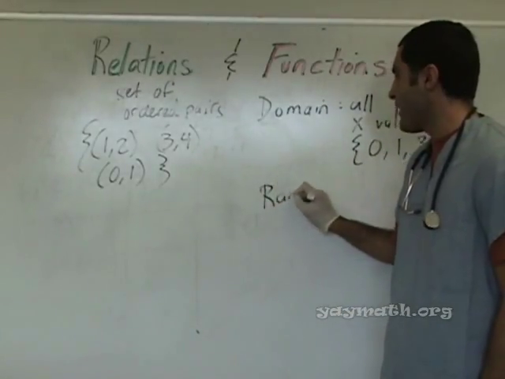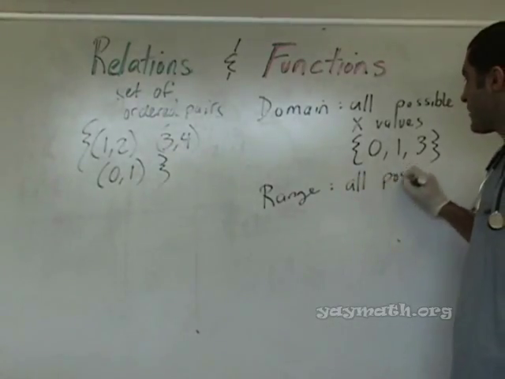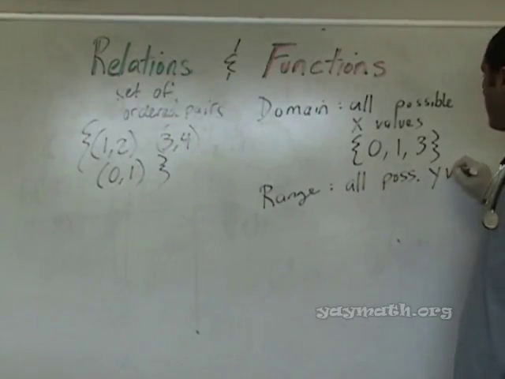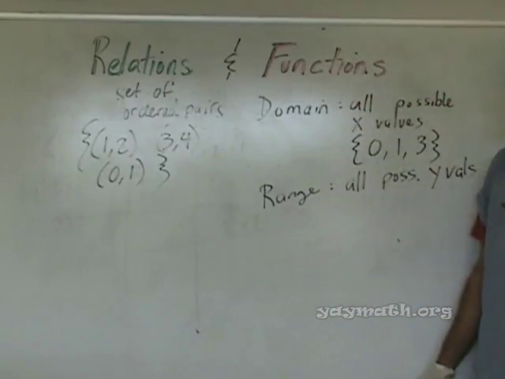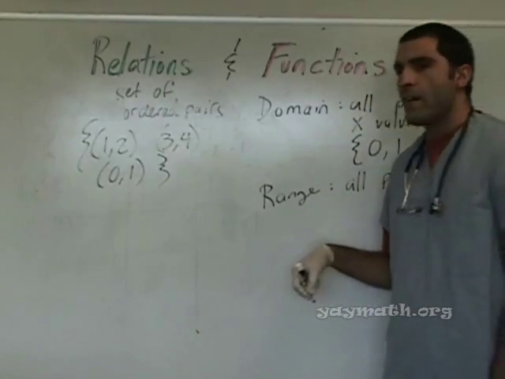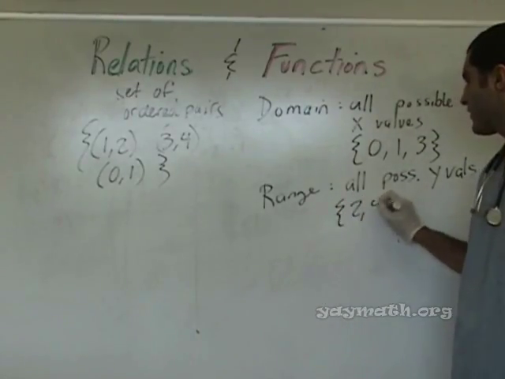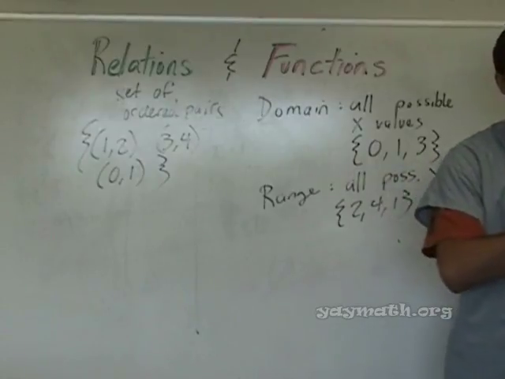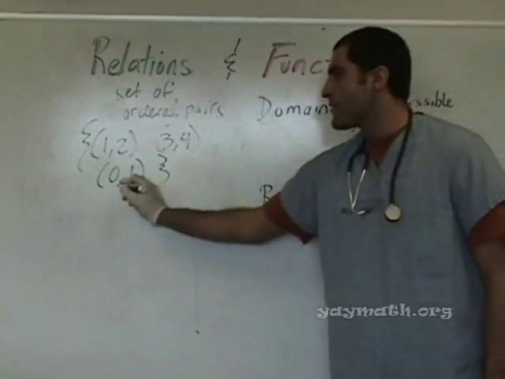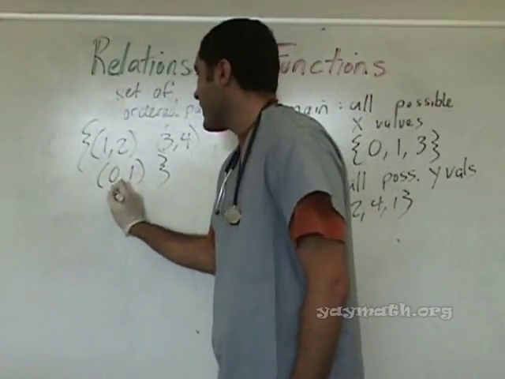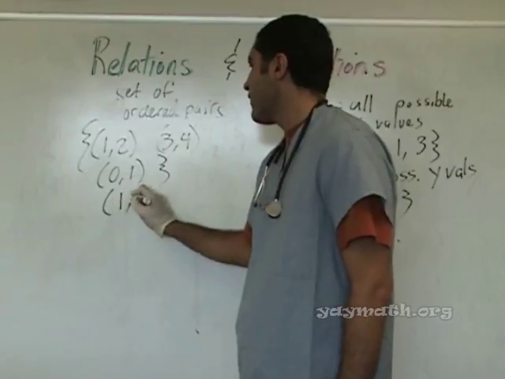Range, subsequently, what do you think it is? All possible y values. And what are the possible y values in this case? 2, 3, 4, and 1. And by the way, if there's another point in here, let's go ahead and add, let's say, 1, 4.